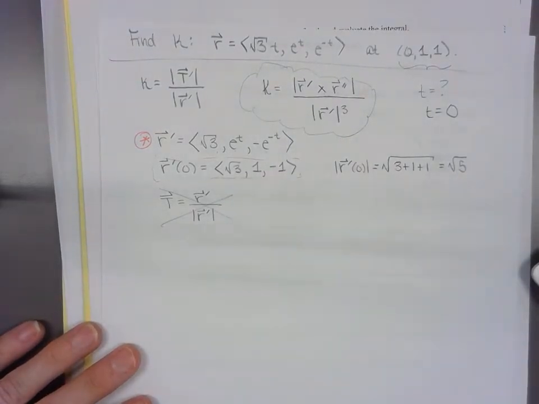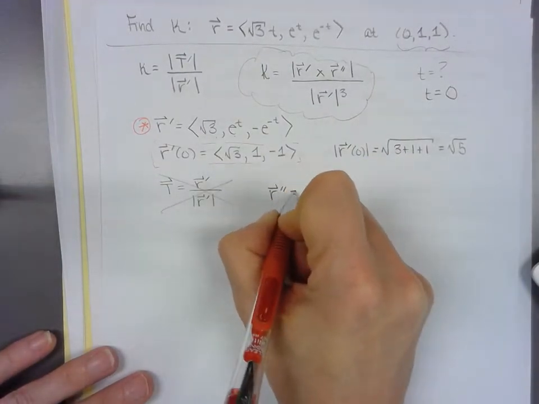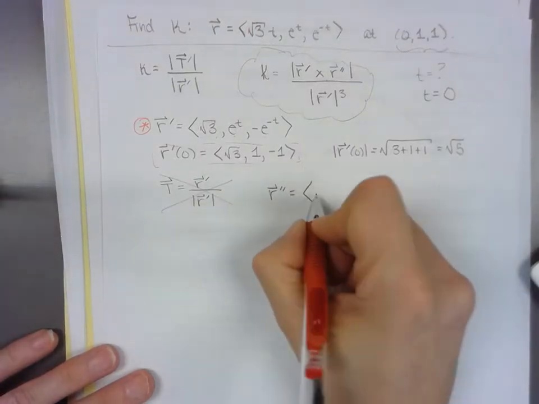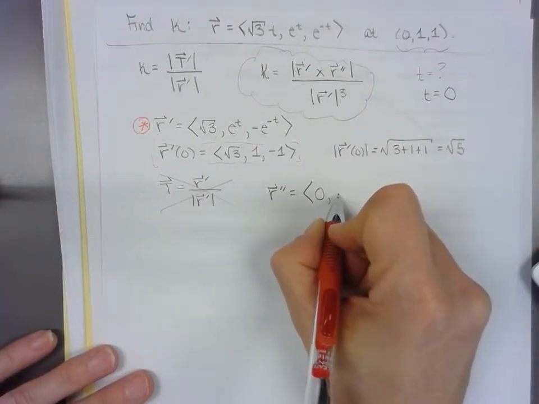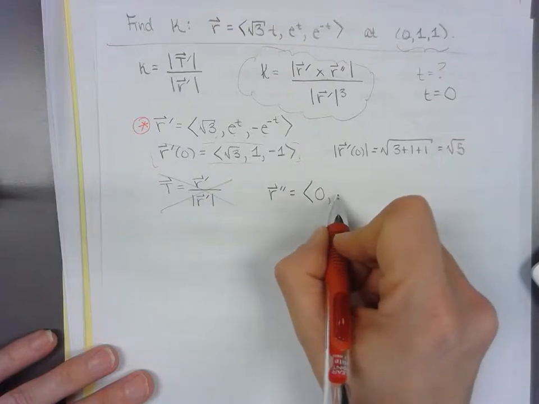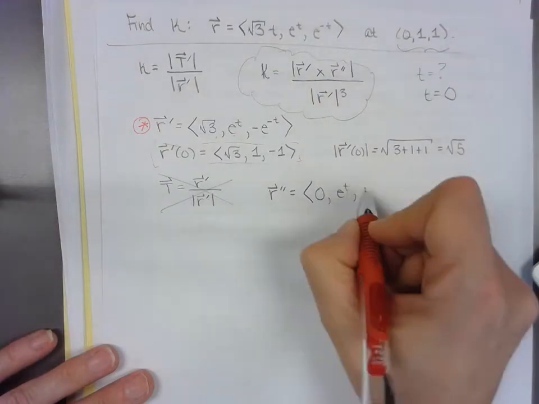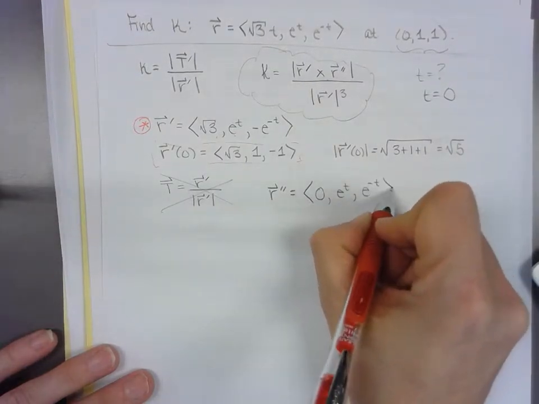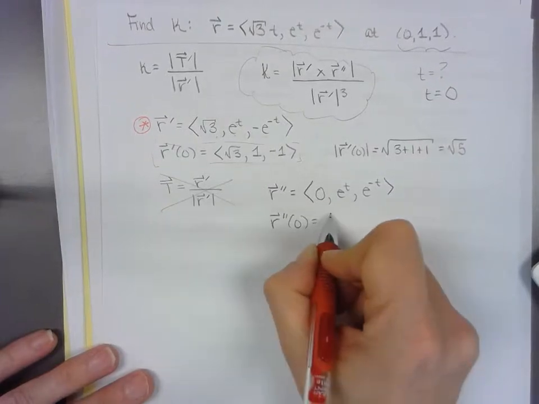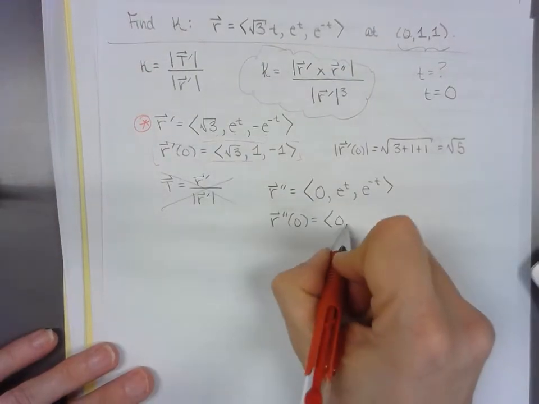Okay, so r double prime. What's its first component? 0. And then the middle component, e to the t, and then the third component, e to the negative t. And then we'll evaluate this at 0. So it'll be 0, 1, 1.